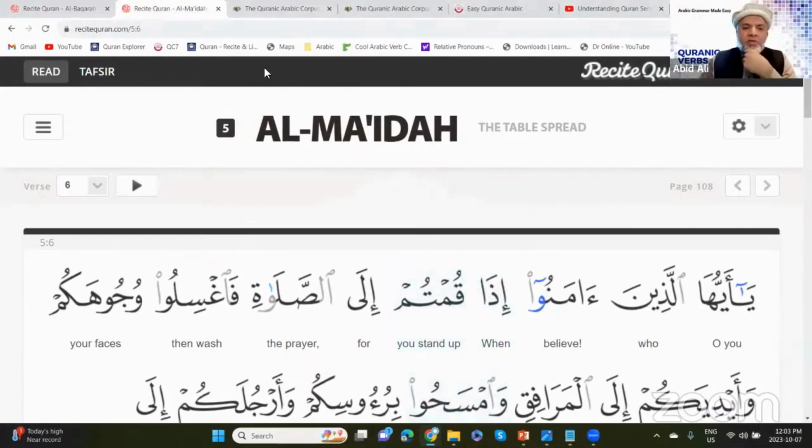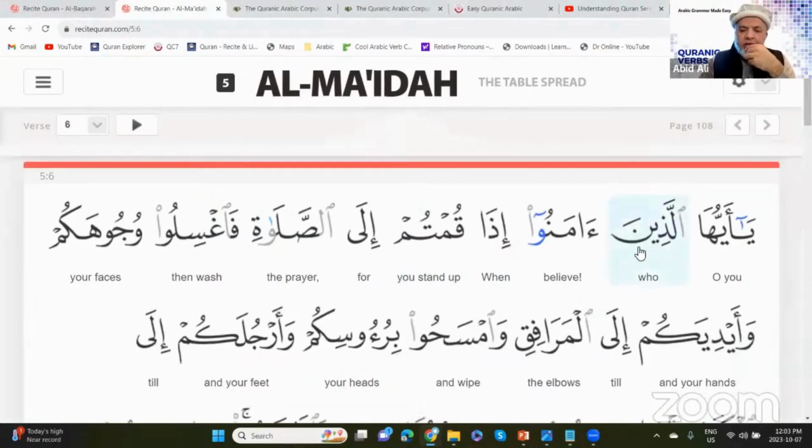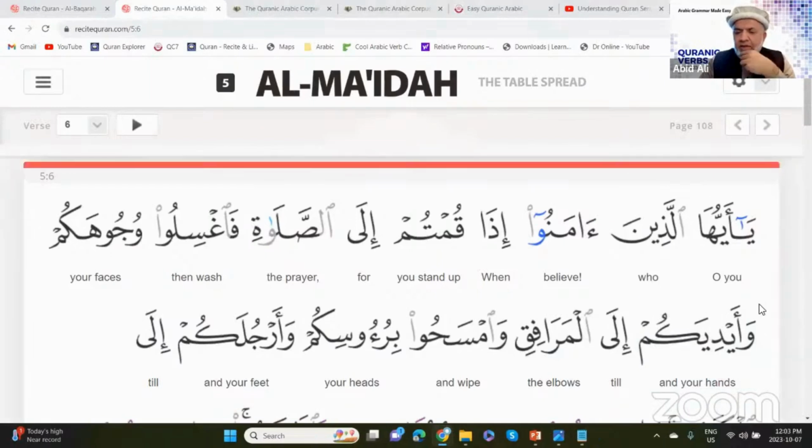So I'm sure you must have read Surah Maida many times. If you have not, maybe when you read it next time, this ayah here is the ayah of wudu and ghusl. Yeah. So just wanted to appreciate it with you guys, what Allah subhanahu wa ta'ala is saying. A'udhu billahi minash shaitani rajim. Bismillahir rahmanir rahim. Ya ayyuhallazina amanu. O you who believe. Is Allah subhanahu wa ta'ala talking to all the believers? Idha kumtum. When you stand up. For what? Ilas salati. For the prayer.